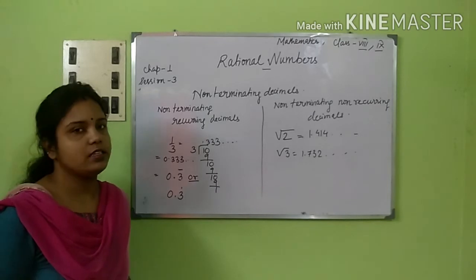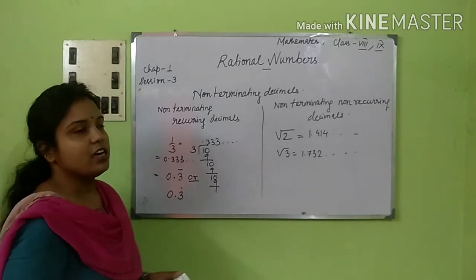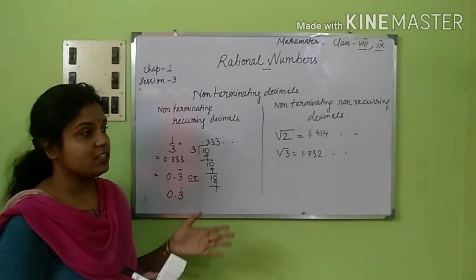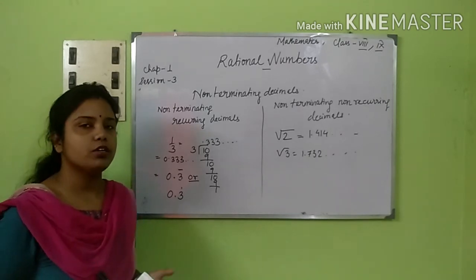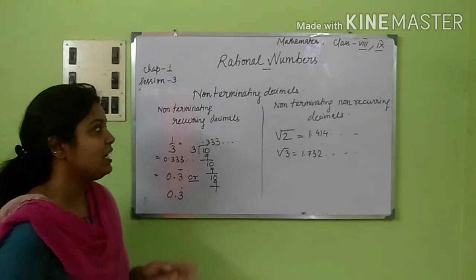I hope till here it is clear. Now we will come to the last part. We have already done rational numbers till here. We are just going to proceed to say something about irrational numbers also, otherwise it is incomplete.